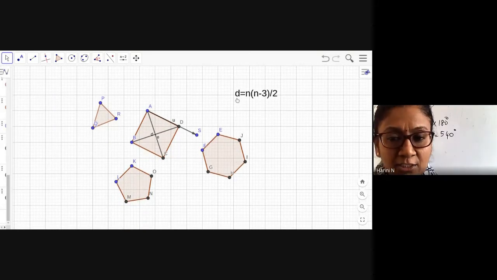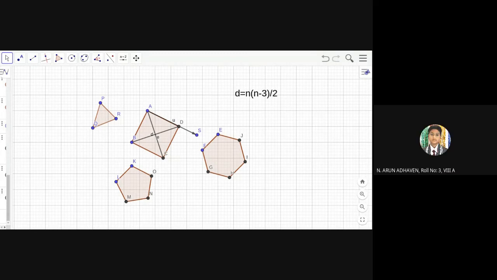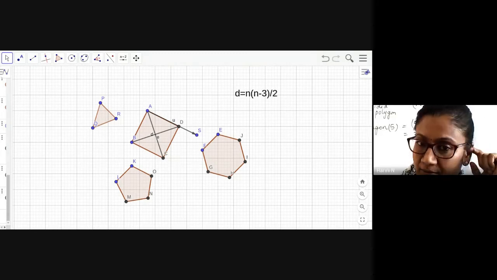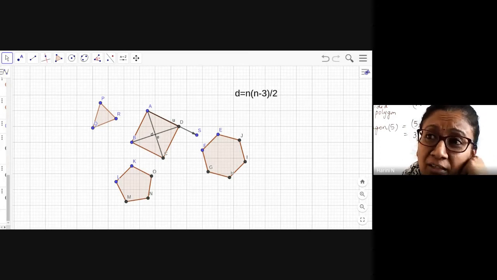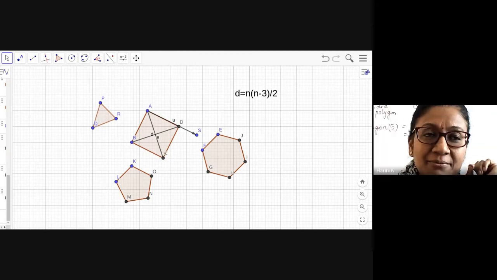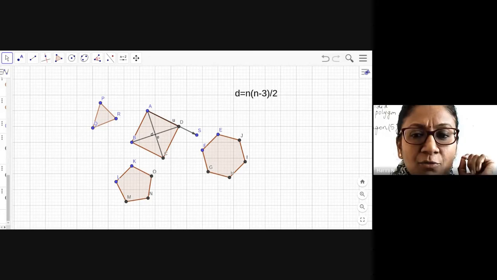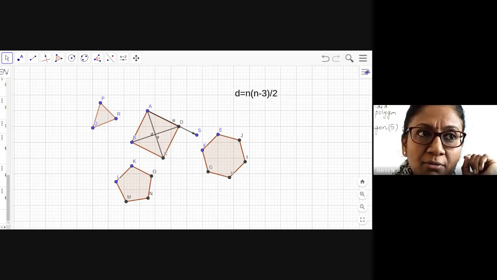Okay. So again, apply this formula for a pentagon. N is 5. 5 into 5 minus 3 divided by 2. Tell me what it would be. Ma'am, 5. 5 into 5 minus 3. How can it be 5? What multiplication are you people doing? 5 into 5 minus 3 divided by 2. Ma'am, 22. What is 5 minus 3? Ma'am, I told the answer as 5, not this. After calculating, we get 5. All of you are getting 5.